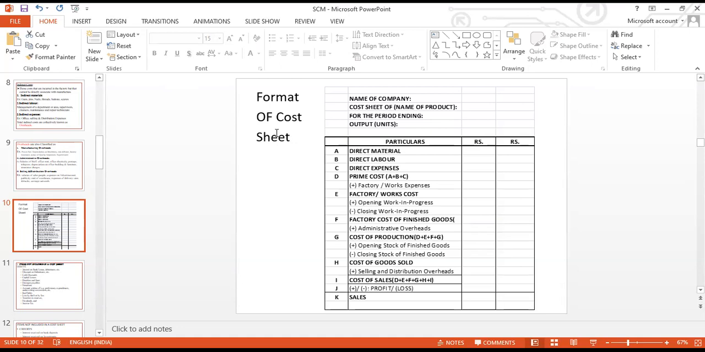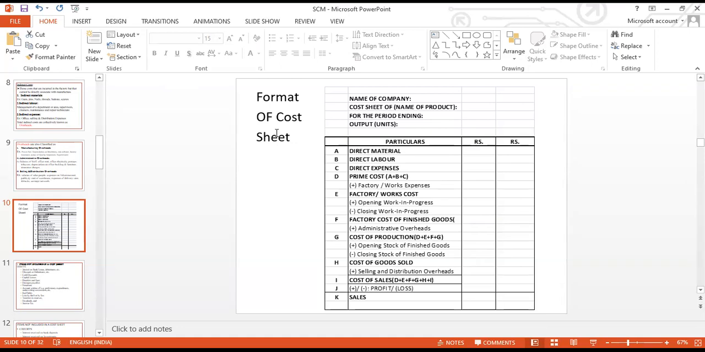So cost sheet mein kya hota hai? Just see here. Pehle name of company, cost sheet of product. Agar mere do product alag alag hai, to har ek product ke liye alag alag mera cost sheet rahega. Then again I should have to mention this cost sheet is for the period of so and so. And this cost sheet is prepared for level of activity or output of 100 units, 200 units, 300 units.